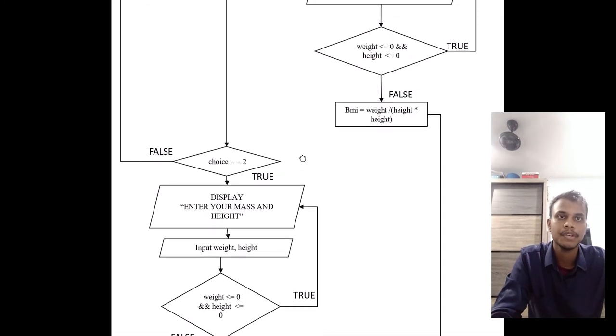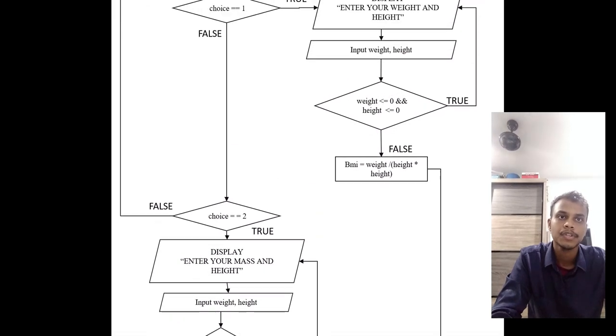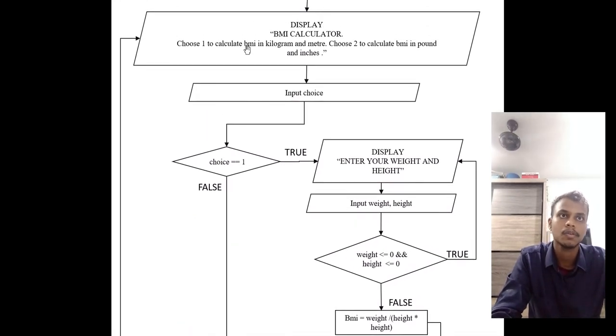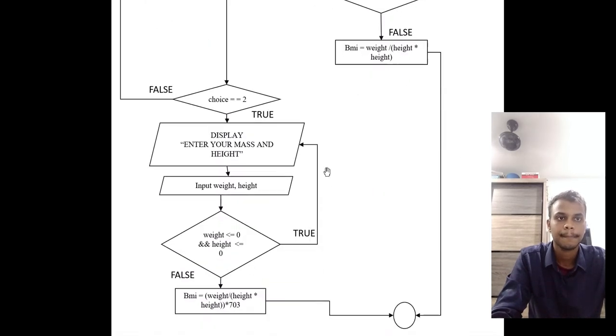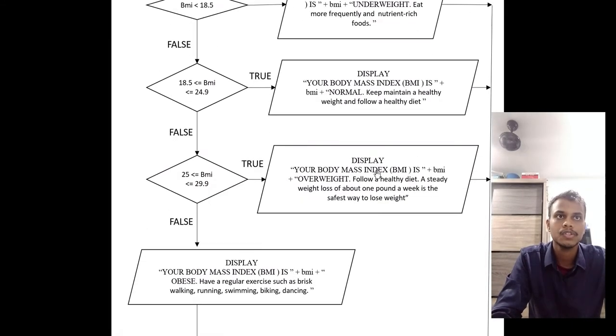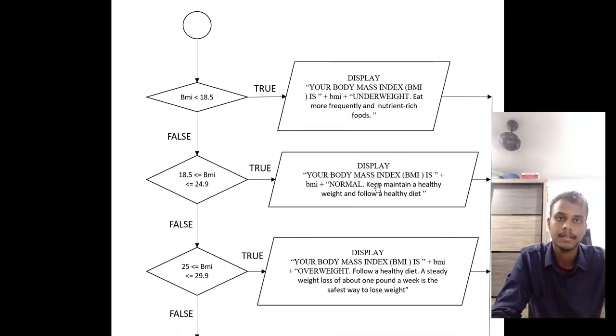Then what happens if the user enters a choice different from 1 and 2? For example, if the user enters 3, it will ask the user again to choose 1 to calculate BMI in kilogram or choose 2 to calculate BMI in pound and inches. Next, we'll continue with the BMI value obtained from the calculation.